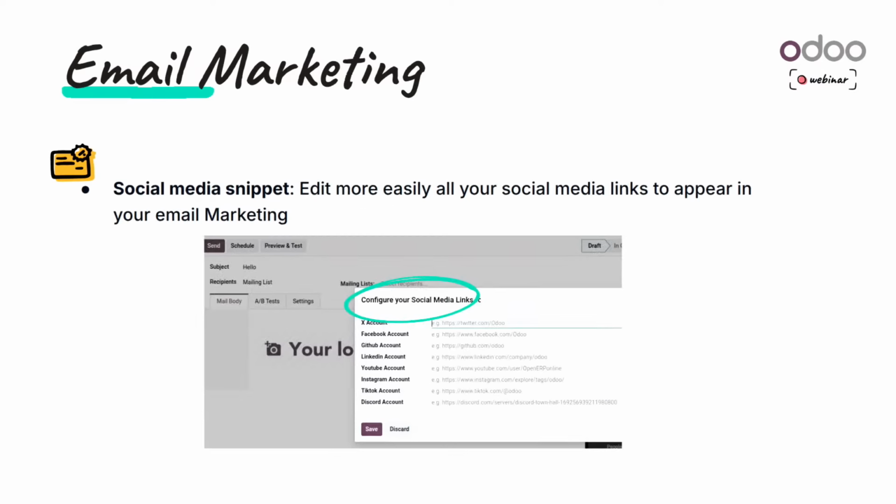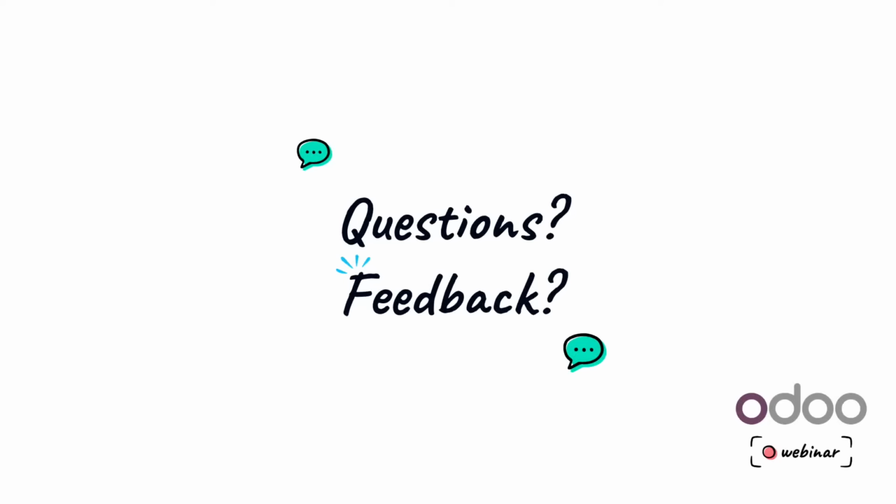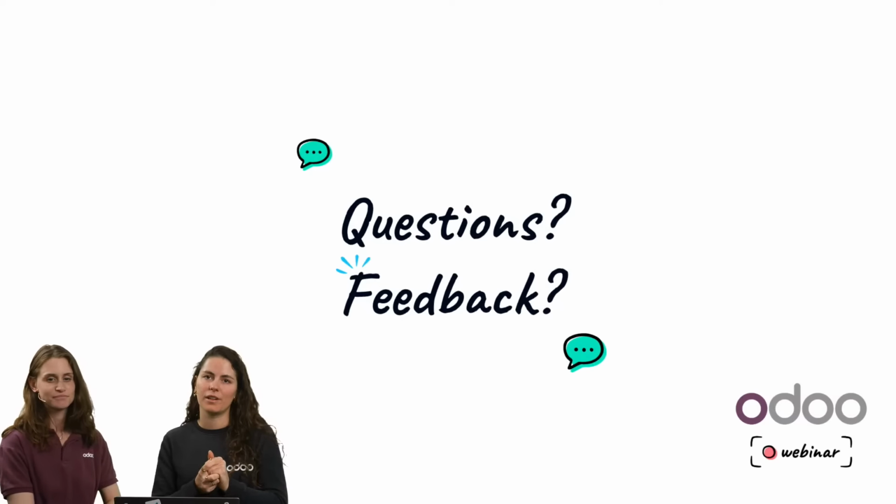We have the new social media snippet, so it's now easier to edit all your social media links to appear in your email marketing. And finally, we have some alignment on the UTM, so we now follow the best and general practices regarding those concepts in marketing. And that's it for the new features of version 19.2.